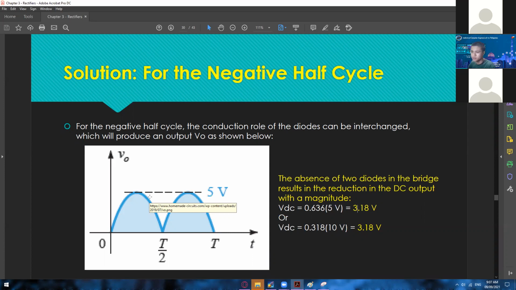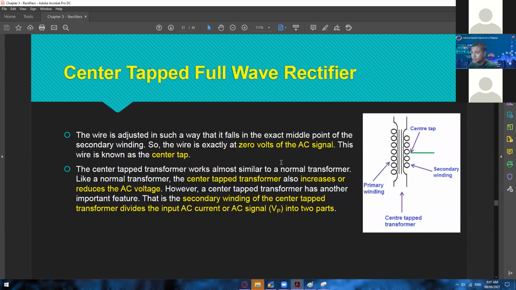So just let me know if you're confused, or if you need more explanation why. Then, if you don't have a question anymore, let's now proceed to the center tap full wave rectifier.